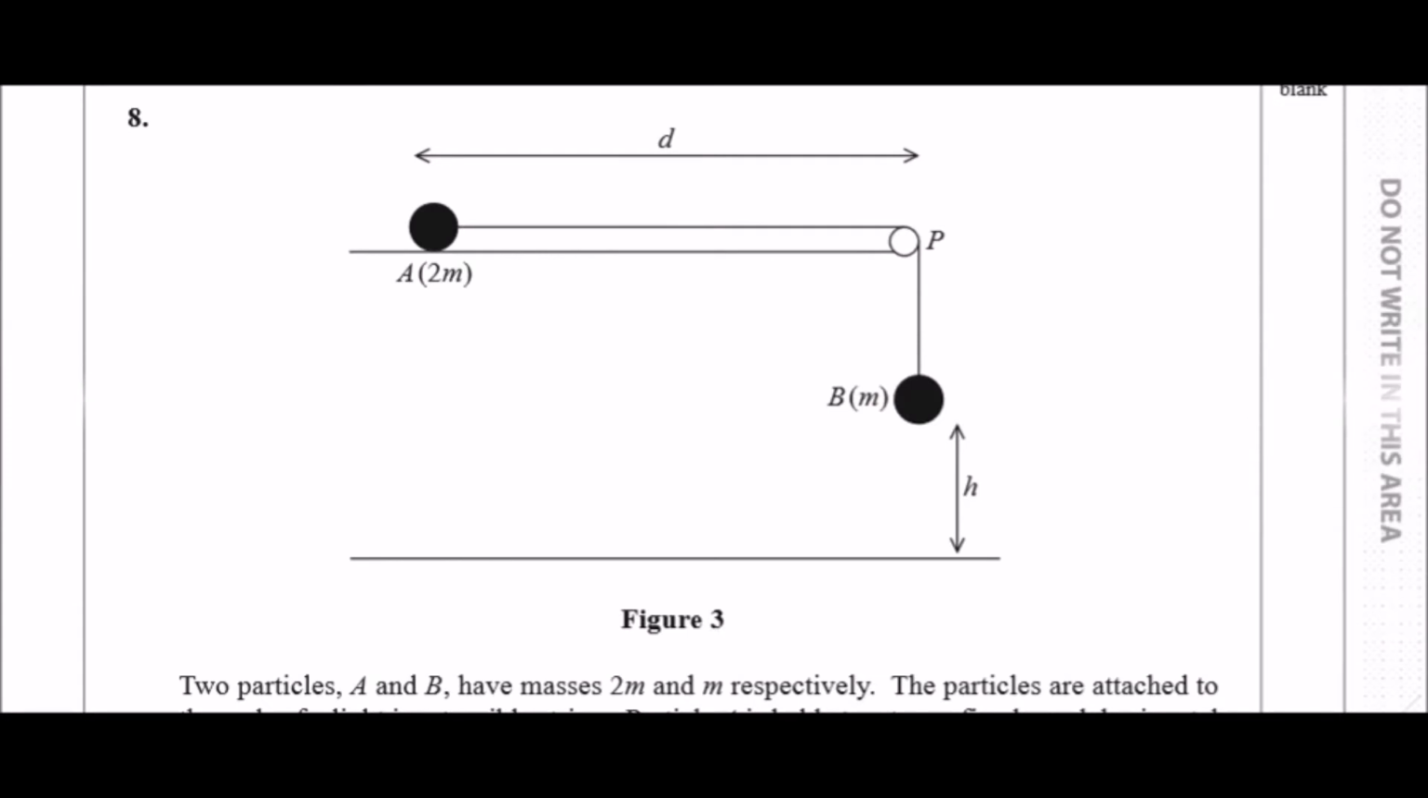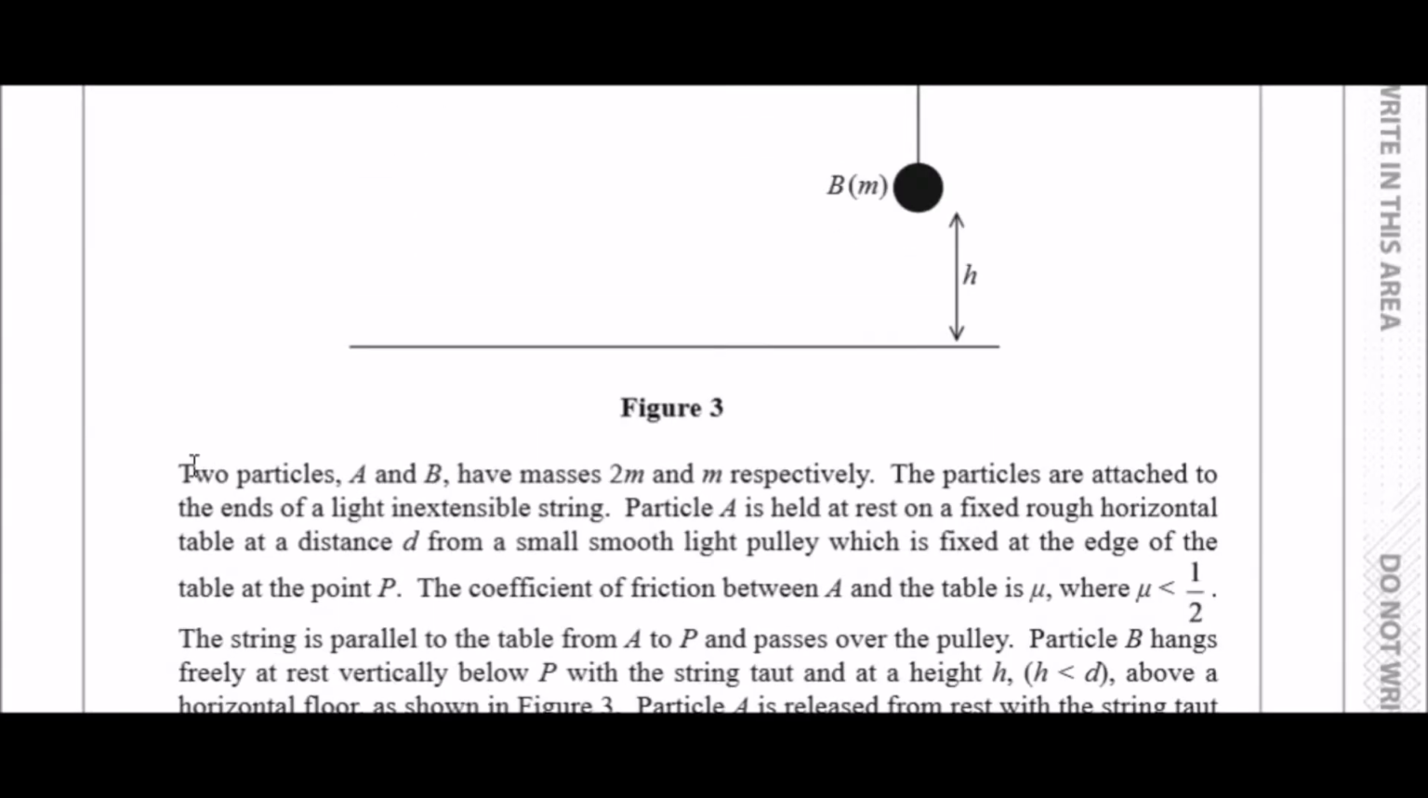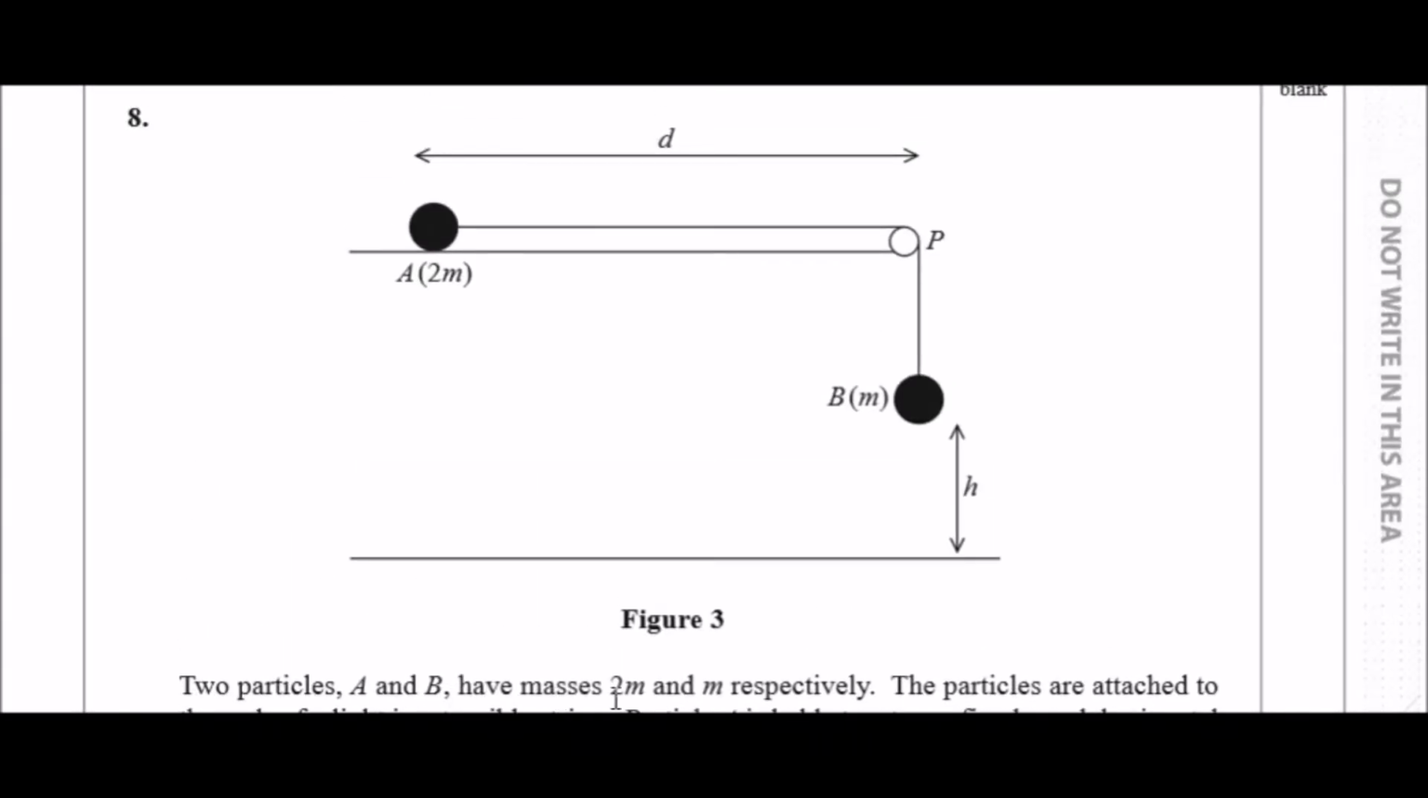And here we go, guys. Question 8. So this is the final problem of the paper, and this looks like a two-particle pulley problem. So let's check it out. Now, according to the information below, we have two particles A and B that have masses 2m and m respectively. So this means that A has a weight of 2m times g, so 2mg, and here mg.